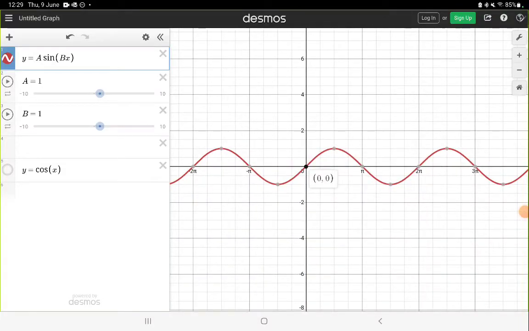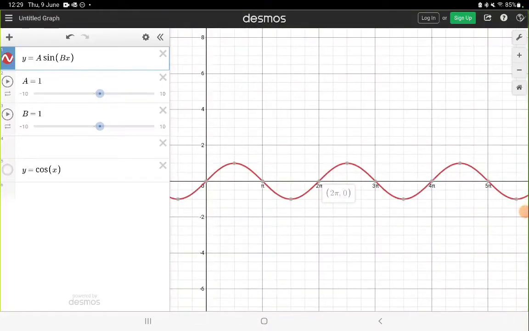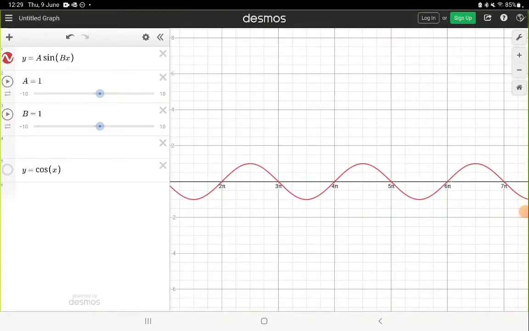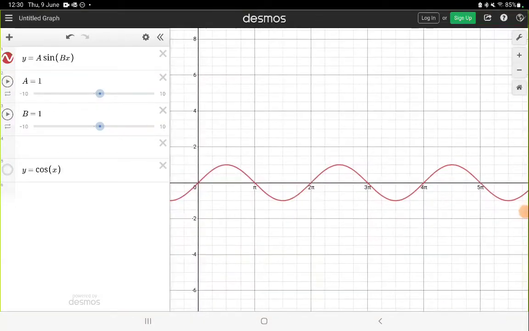And as you see, we've got 0, and then at 2 pi. When's it going to repeat again? Well, at 4 pi. When's it going to repeat again? Well, at 6 pi. So it repeats every 2 pi. So its general period is 2 pi.